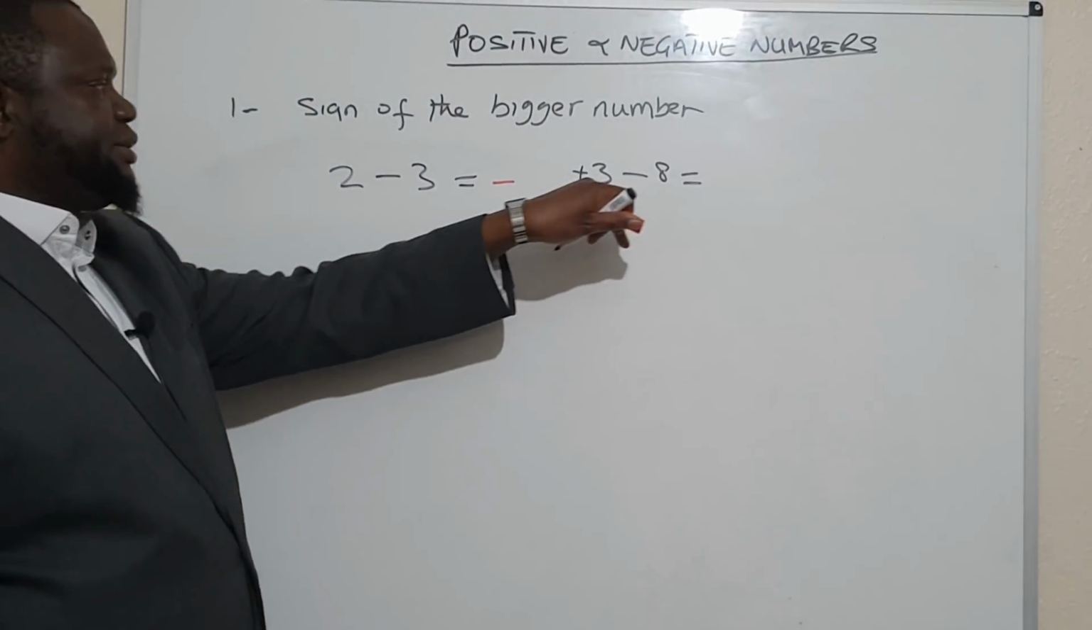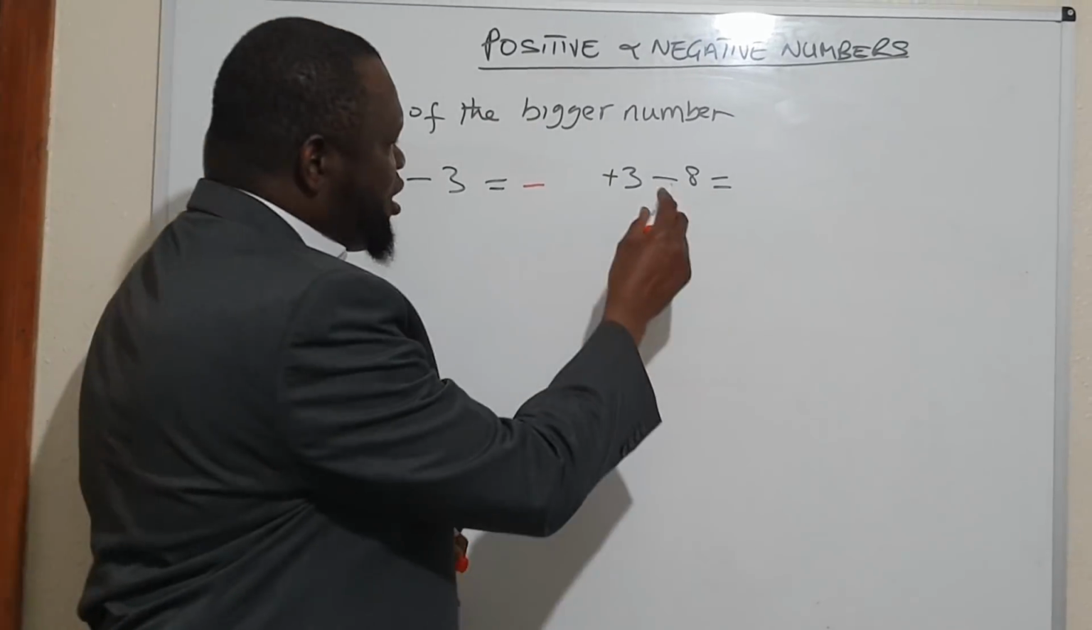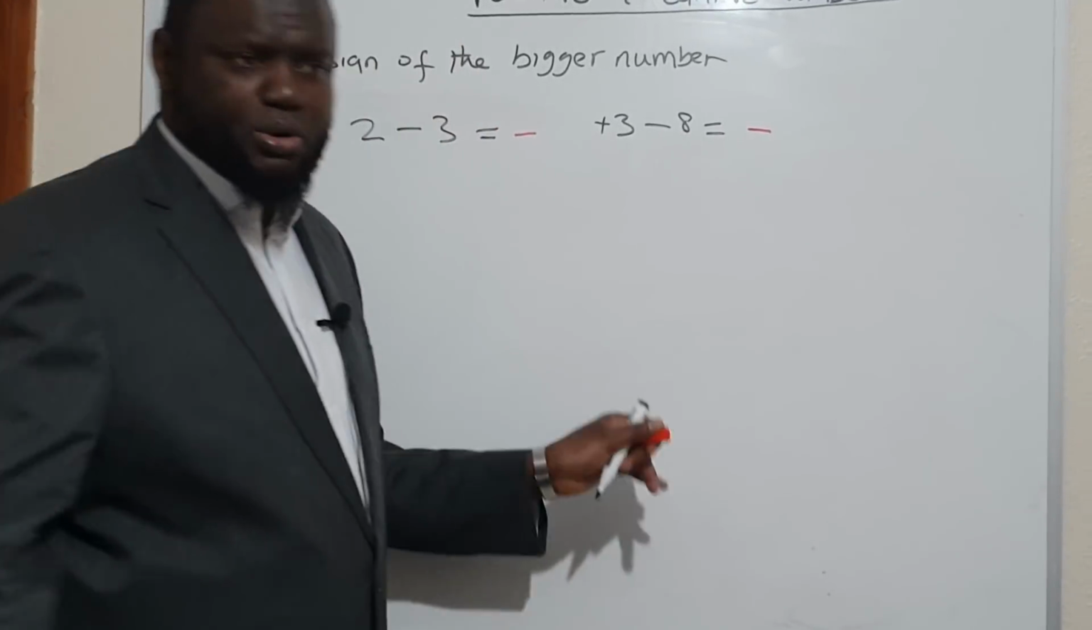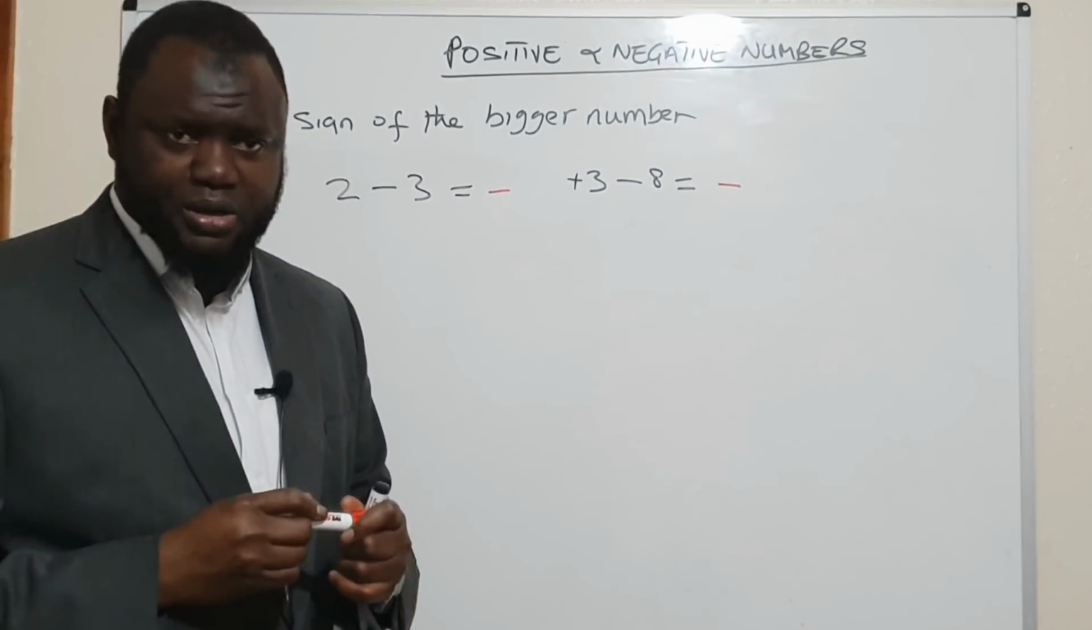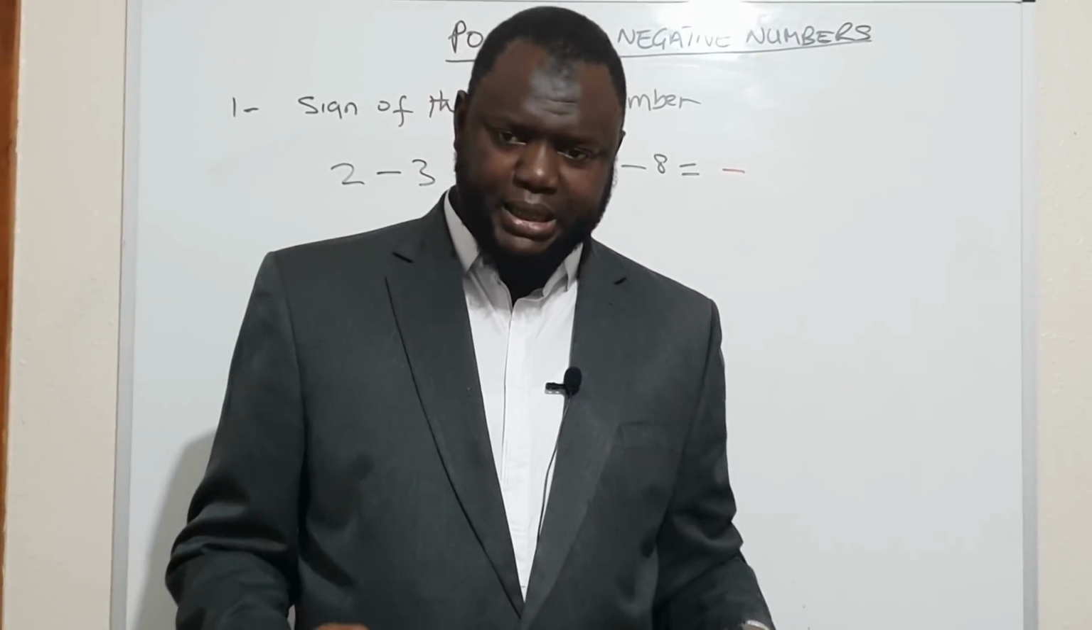Now look at this one. Which one is bigger, 3 or 8? 8. The sign of 8 is minus, so your answer will be minus. Simple. Very, very simple. When you have a question like this, just look at the sign of the bigger number.